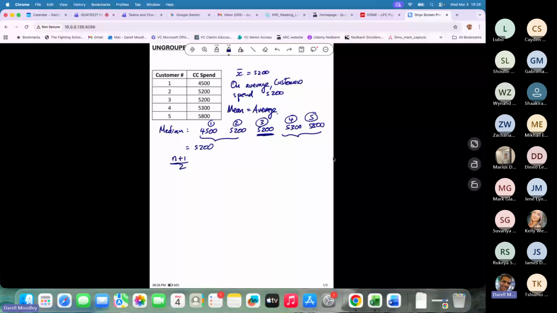In our case, we have 5 data points: 1, 2, 3, 4, 5. So n is 5. If we substitute 5 for n, we get 5 plus 1 over 2, and that gives you 6 over 2, which is 3. So that tells you what position. That's the third position, which is why this is the median, because it's the number corresponding to the third position. All right.